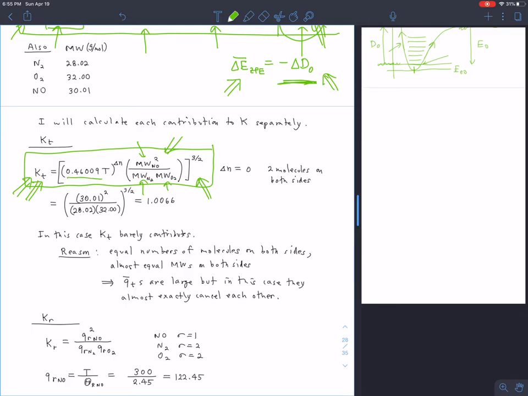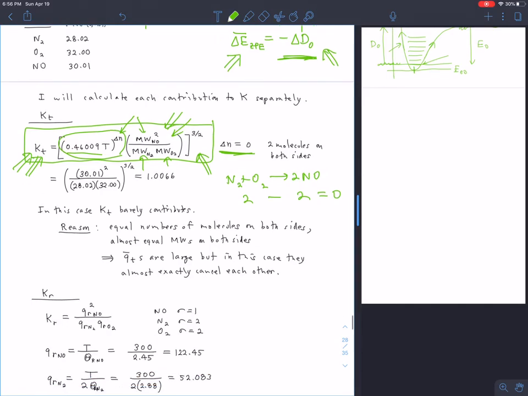This number, 0.46009, which you recognize as being from the translational partition function. You need to know the number of mole changes in the reaction. What is the number of moles, the mole change in this reaction? Well, there's N2 on the reactant side, O2 on the reactant side. And there's two NOs on the product side, so there's 2 on this side, 2 on this side, and that's a net mole change of 0. So delta N is equal to 0. This whole term doesn't do anything in this case. And it turns out this term isn't very big either, and we'll see why.